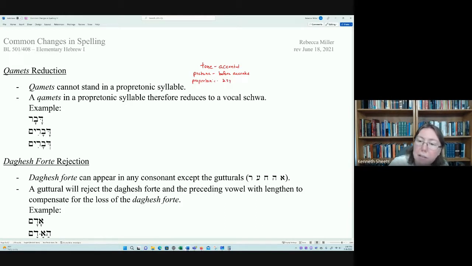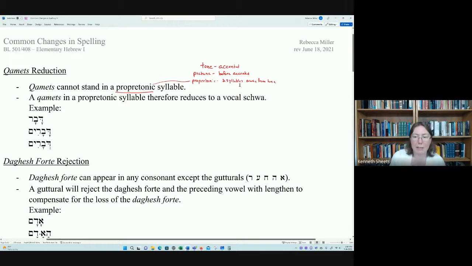So basically, two syllables away from the tone syllable. And so that's what we have here. So kamets cannot stand in a propretonic syllable. It cannot stand two syllables away from the tone. As a result, then, the kamets in a propretonic syllable reduces to a vocal schwa.